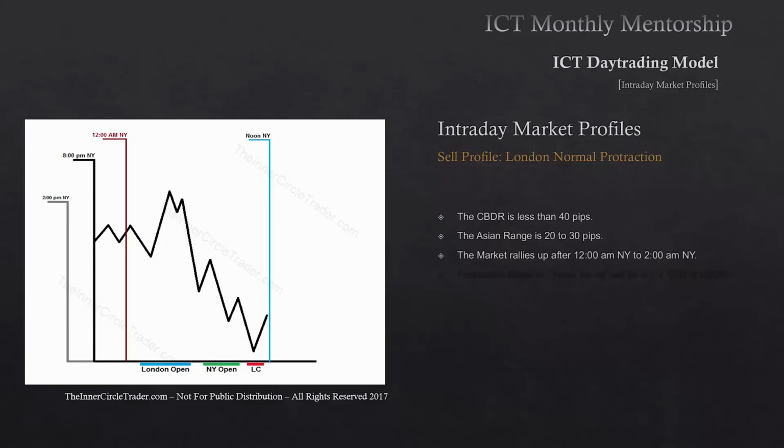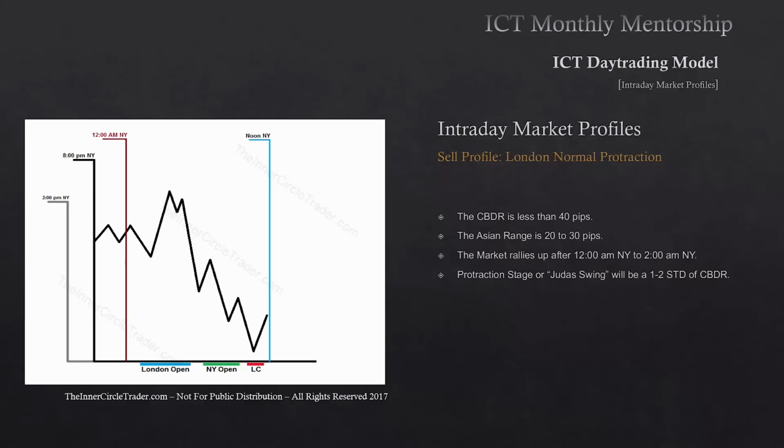Now, if those two conditions are there, but yet we do not see price rallying after 12 a.m. New York time into 2 a.m., if that does not occur, again, that is not the London normal protractionary sell day. The protractionary stage or Judas swing will be 1 to 2 standard deviations of the central bank dealers range.